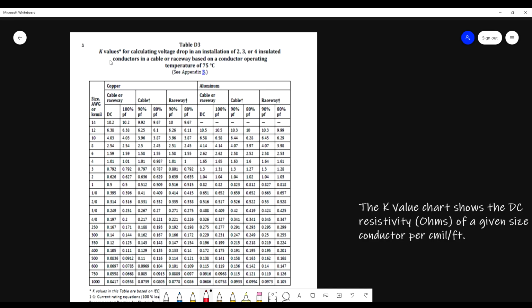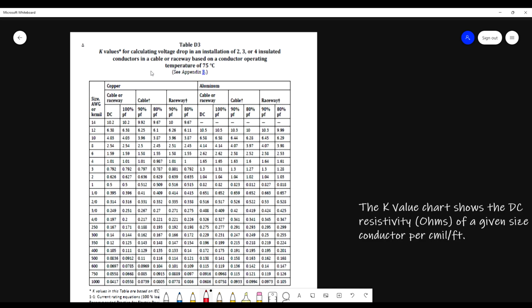Now there are caveats to that. Once you're 1.2 meters away from that equipment, I believe it's 1.2 meters, then you can use the full 90-degree rating. But I typically always use 75 degrees unless it's a bigger wire and I'm going to save some money. Okay, so you've got this table D3, K values, which is more or less just resistivity, a measurement of ohms, resistance of a given size conductor per foot.